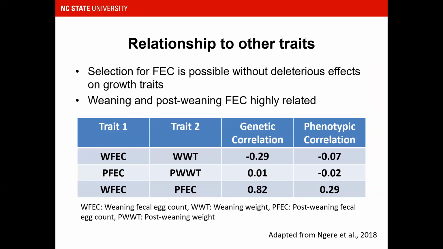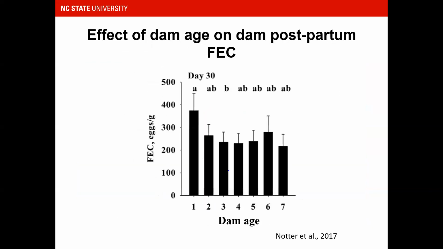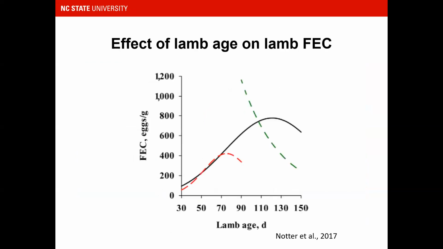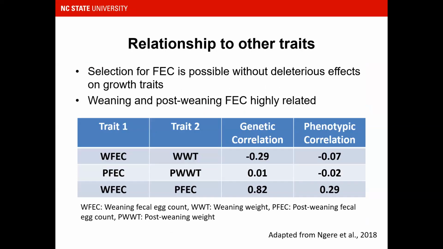Yeah, so all of this data is generated from Katahdins. All of the relationship to other traits, this table here, as well as the birth and rear type data, the dam data, as well as the fecal egg count with lamb age, that's all Katahdin data. They probably have the most robust set of fecal egg count data, the largest data set in the National Sheep Improvement Program. And so a lot of this work has been done with them so far.